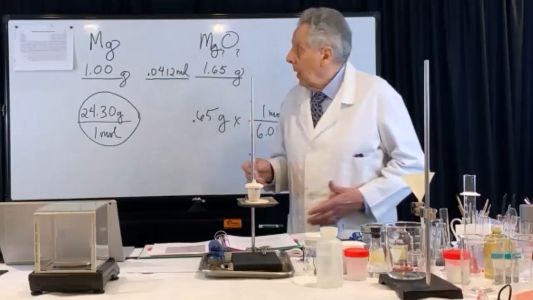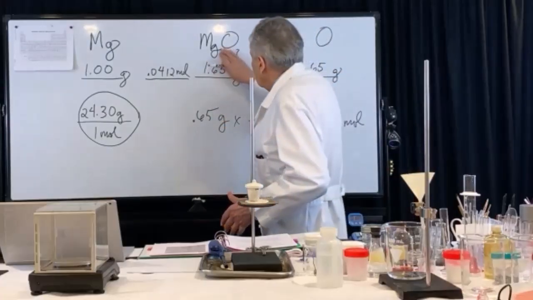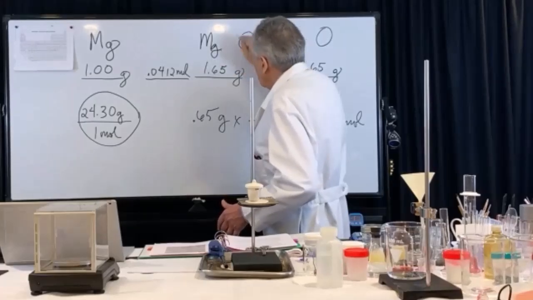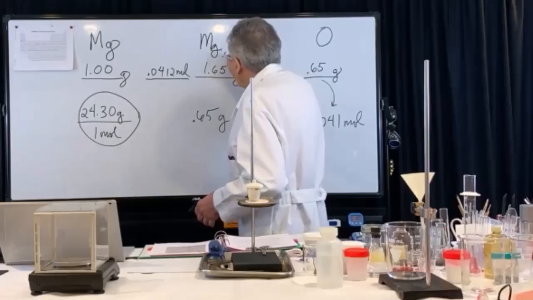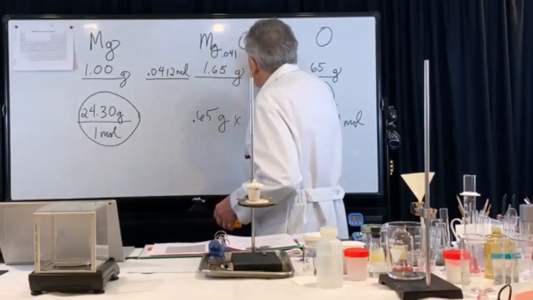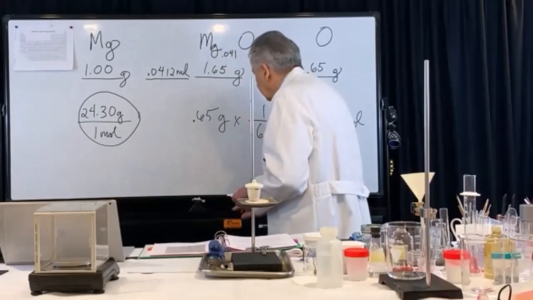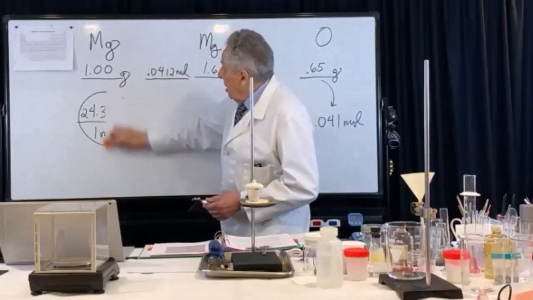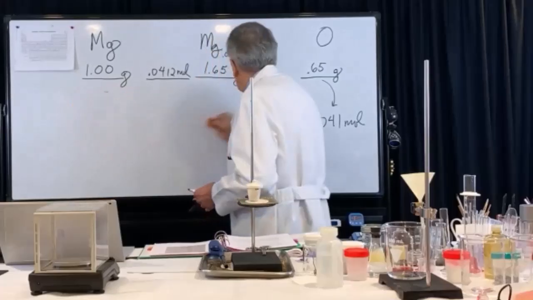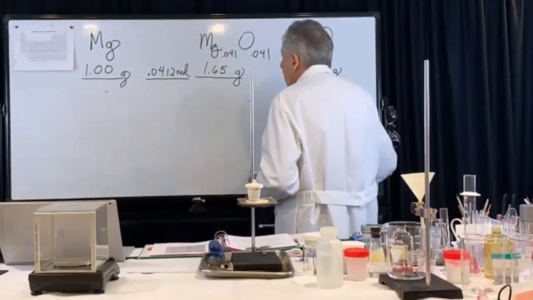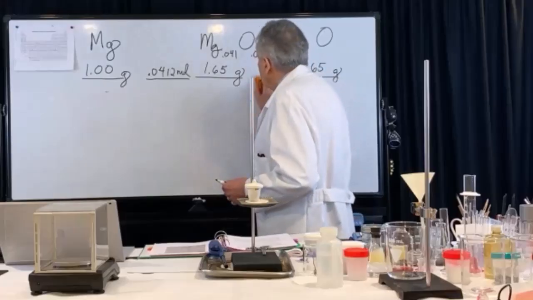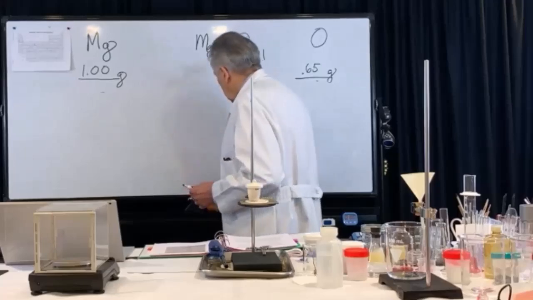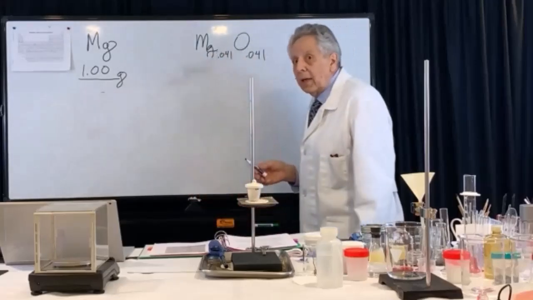Formulas are about amounts. Here, let me write this so I can get the O in, and I'm going to erase these other things. I have 0.041, 0.041. Now I think you can see that our formula is going to be equal amounts of magnesium and oxygen.